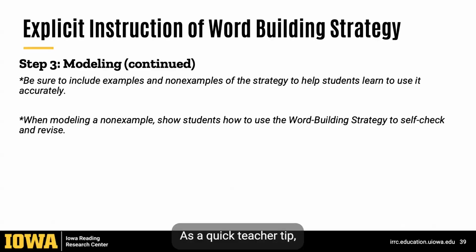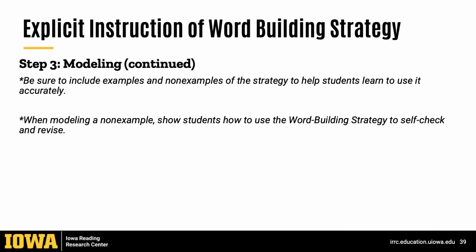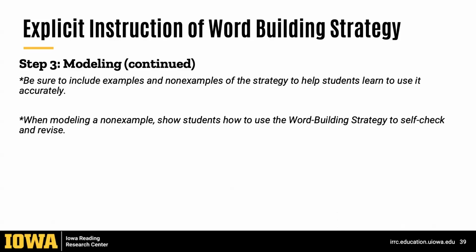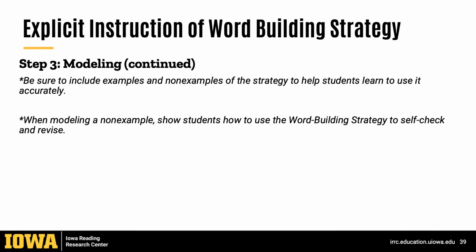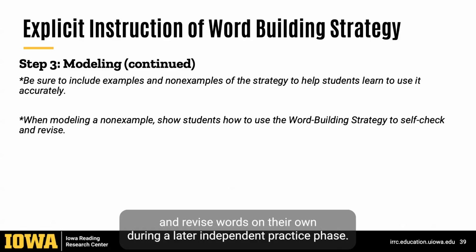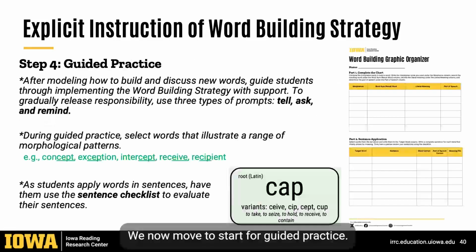As a quick teacher tip, we also highly recommend modeling non-examples during this step, showing common mistakes and using these three checks to catch them. It is a powerful way to teach students how to self-correct. This kind of explicit modeling prepares students to confidently build and revise words on their own during a later independent practice phase.